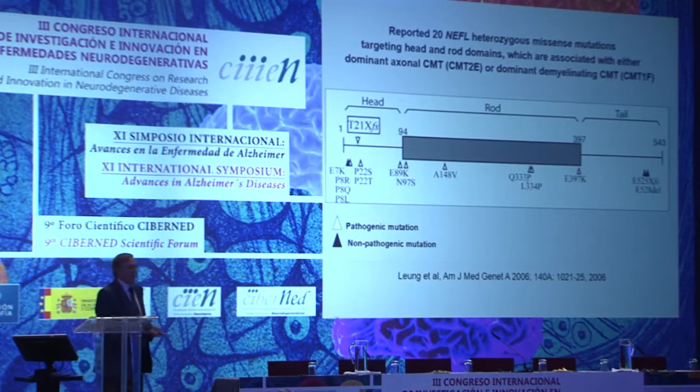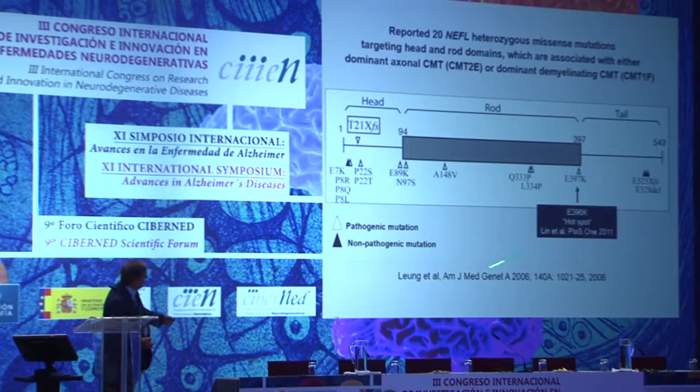There have been reported 20 NEFL heterozygous missense mutations targeting the head and the rod domain, which are associated until now with dominant axonal CMT, CMT2E, or dominant demyelinating CMT, CMT1F. The current mutation here, E396K, is a gene hot spot.